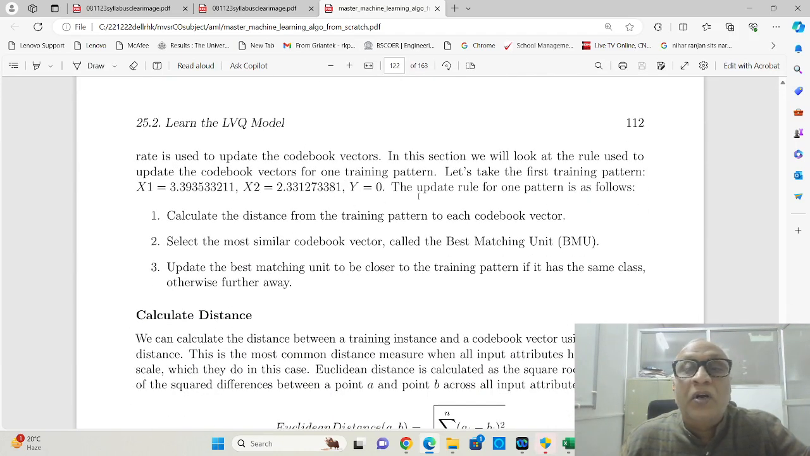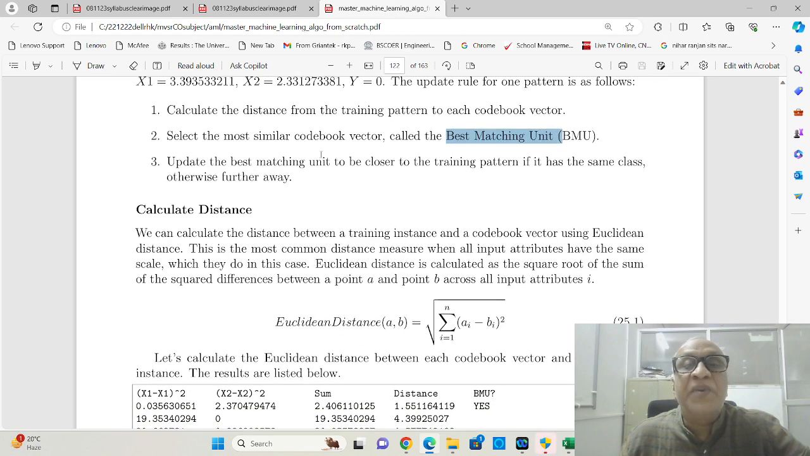Now how do I update for this pattern? We have to calculate the distance of the training pattern to the codebook vectors and select the most similar codebook vector. This is called the BMU. What is the long form of BMU? Best matching unit. Update the best matching unit to be closer to the training pattern if it has the same class, or move it away.